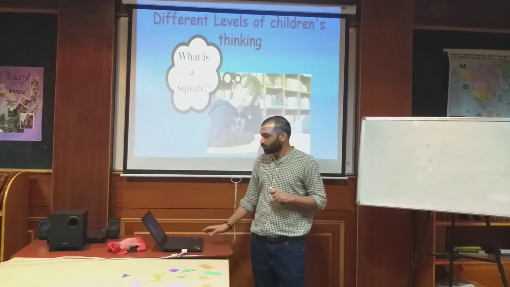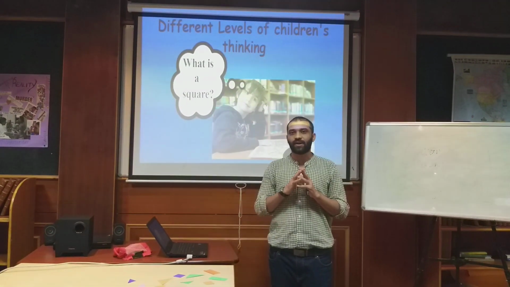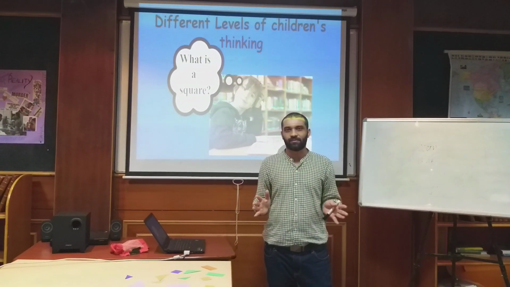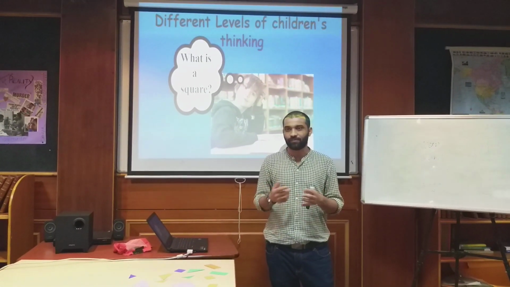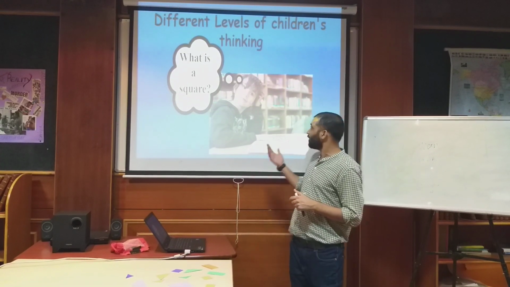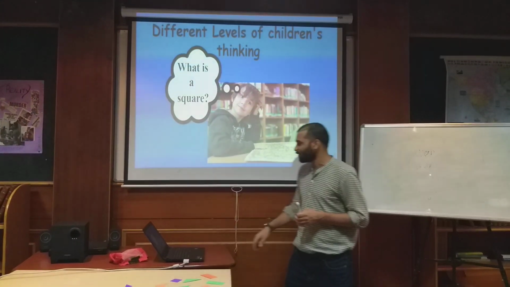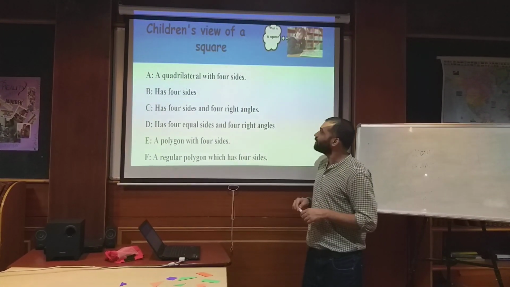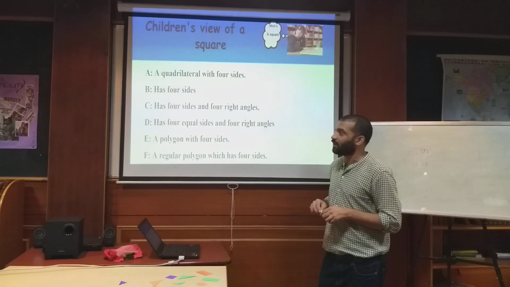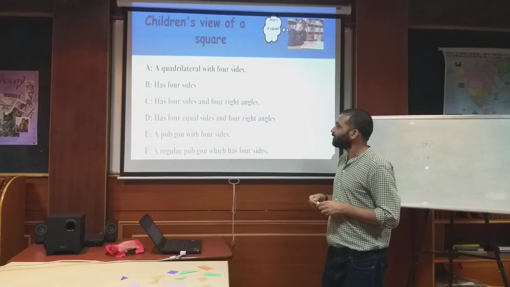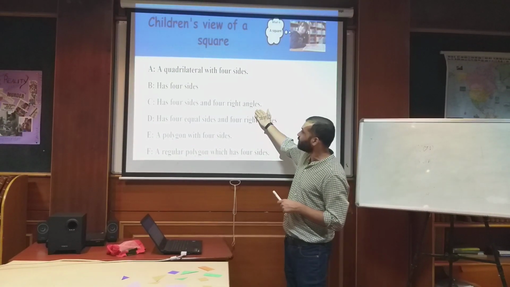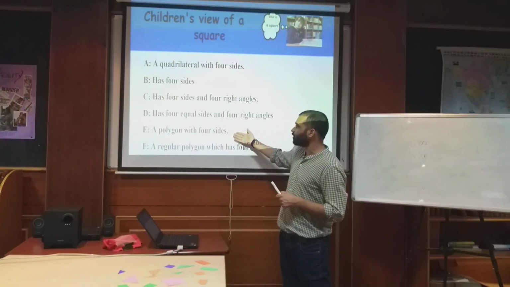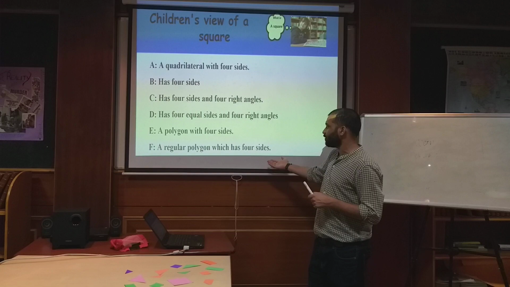As I mentioned earlier, children have very different and confusing understandings about geometrical concepts, and you can take any possible concept. Just ask them what it means to them. In this example, I've taken: what is a square? These are the responses that I got from children. Somebody thinks it's a quadrilateral with four sides. It has four sides and four right angles. Four equal sides and four right angles. A polygon with four sides. A regular polygon which has four sides.